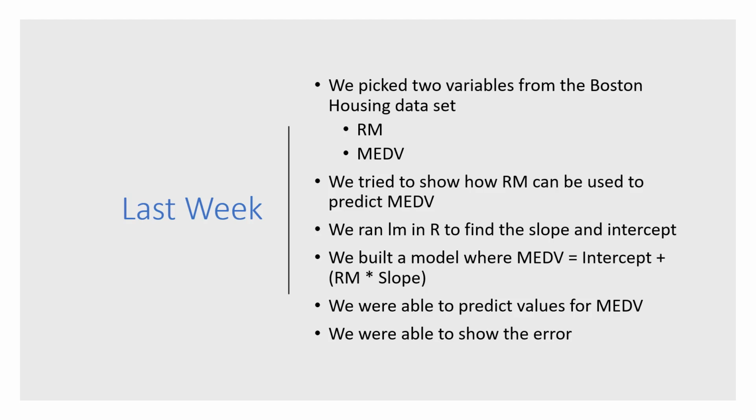So we set up a linear model in R, and the linear model in R was going to allow us to find the slope and the intercept. Then we built a model where our median value was set equal to the intercept plus the average number of rooms times the slope. We were able to predict values for the median value, and we were able to show the error. And the error, of course, was the difference between the predicted value and the actual value for each of our 506 neighborhoods in that data set.